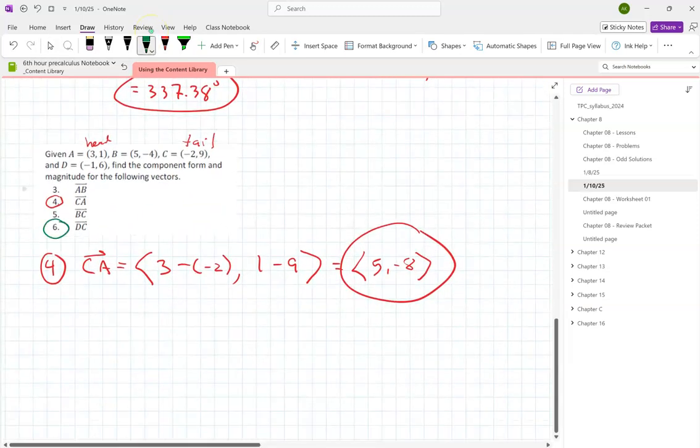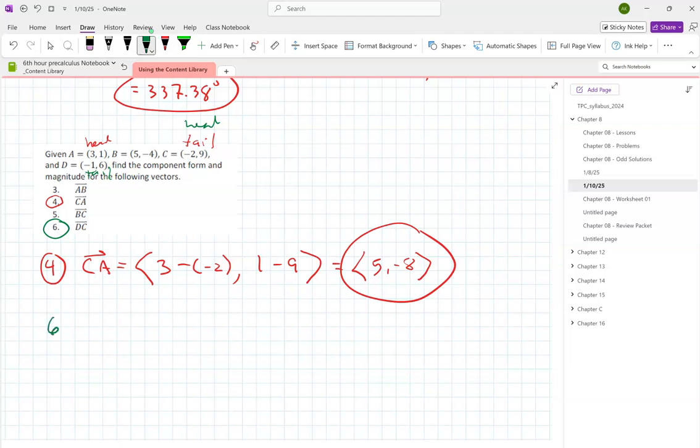So 6 is the vector DC. So the tail here is D. Oh, I didn't find the magnitude for this. I guess it asked for the magnitude. And the head is C. Are you okay with how I came up with that? Yeah. Okay. We'll do the magnitude for this one. So again, it's always going to be head minus tail.